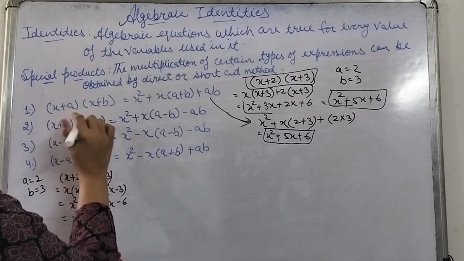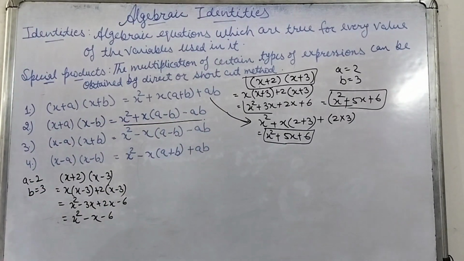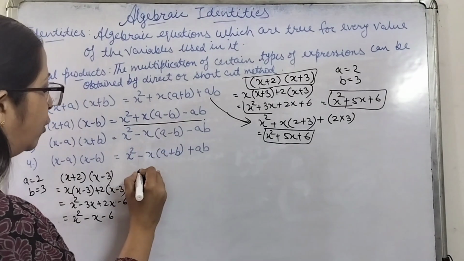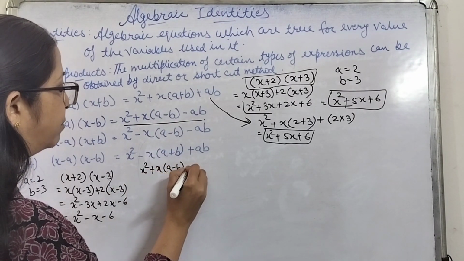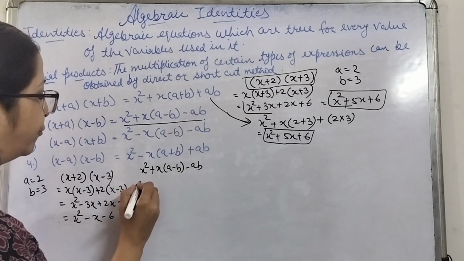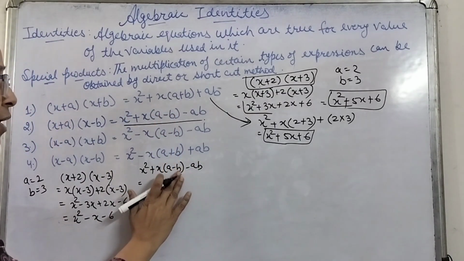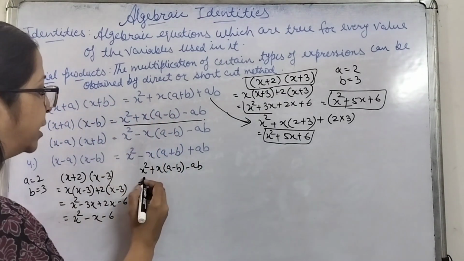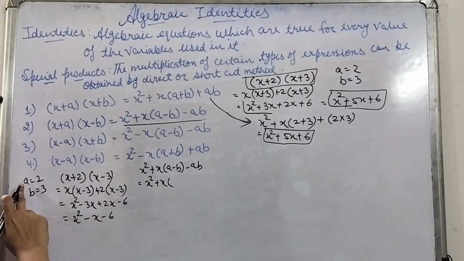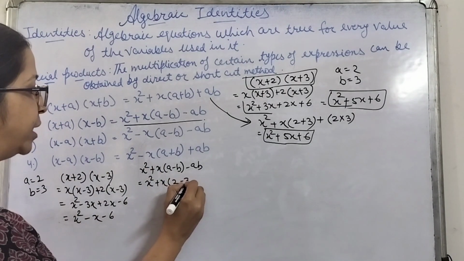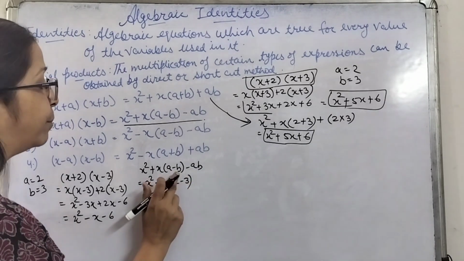Now, if we directly use the formula, then what will the answer be? What do we have to take? x square plus x multiplied by a minus b, minus ab. If we put the values of a and b over here, then what will the value come to? x square plus x, instead of a we will take 2, instead of b we will take minus 3.